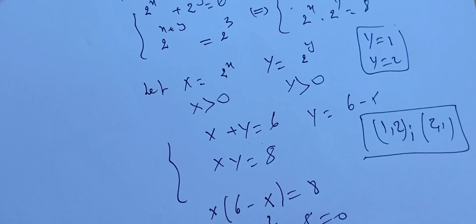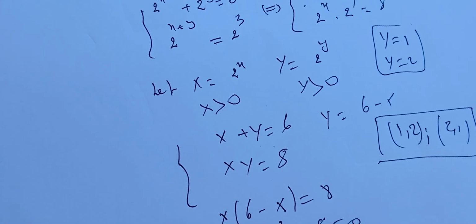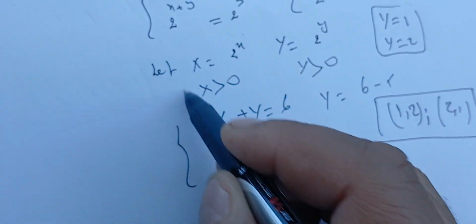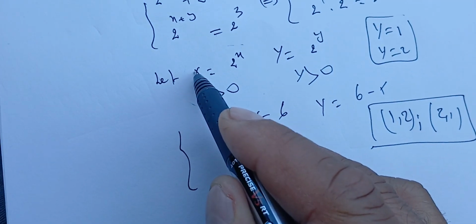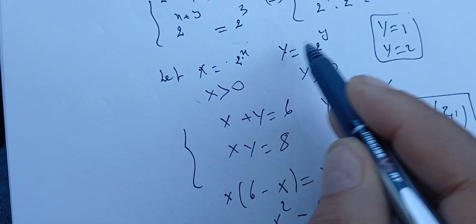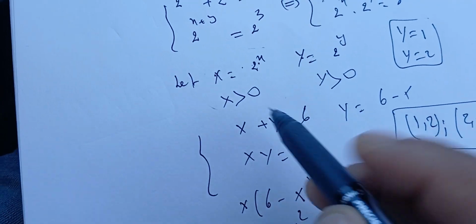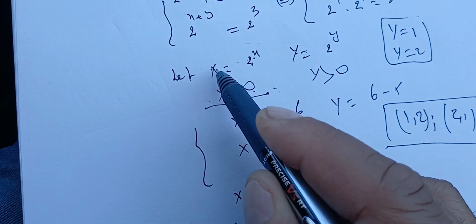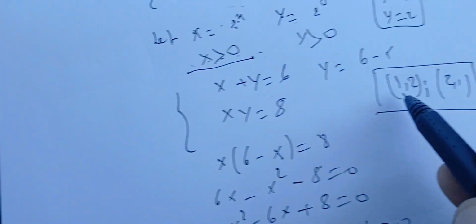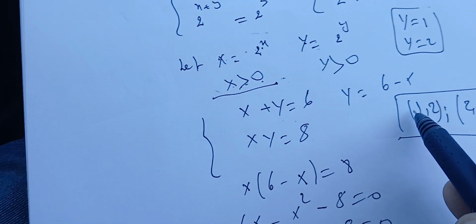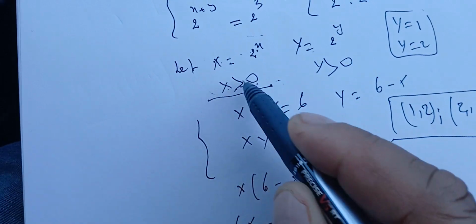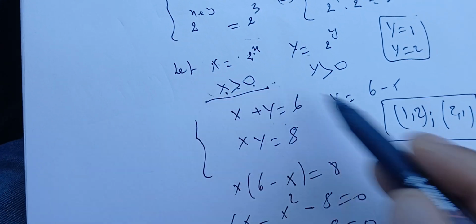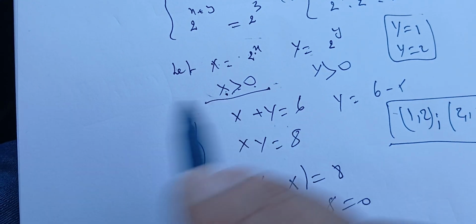So the same technique works. Remember, we switched the variables: big X equals 2 to the power x and big Y is 2 to the power y. With this assumption, we need these values to be bigger than 0. If we had found big X is minus 1, we would reject it because big X must be bigger than 0. That's why we had these conditions here.